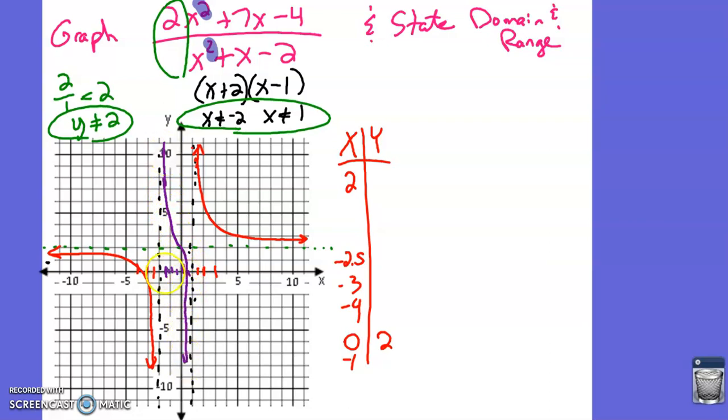As x gets closer and closer to negative 2, it's going to be really, really high. As x gets closer and closer to 1, it's going to get really, really negative. So the function is going to look just like that, and we already talked about the domain and the range. So that's how you graph rational functions, considering what the domain and the range are, and where the vertical asymptotes and the horizontal asymptotes are.